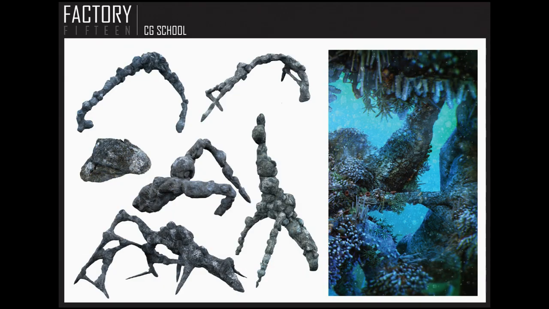So we'll be talking about how we generated these rock structures as the first ZBrush test. These were generated as base shapes in Max, brought into ZBrush, textured and painted, and then this is the final effect through the final images.